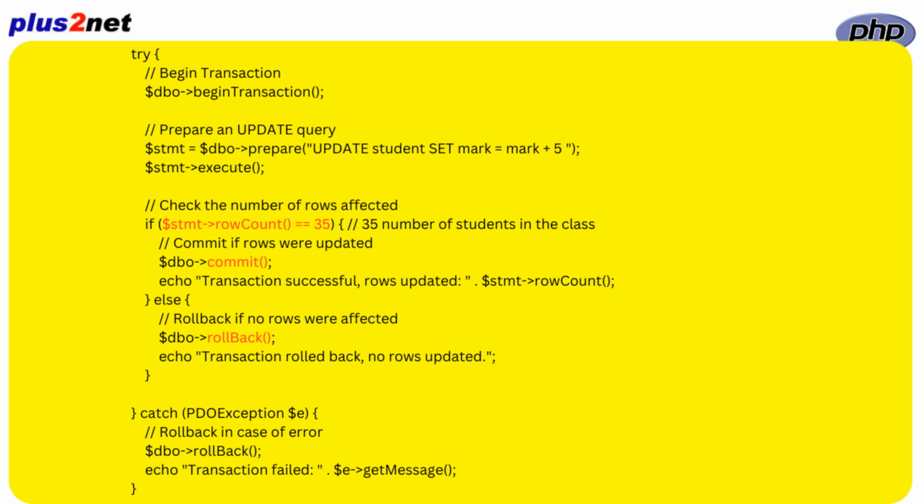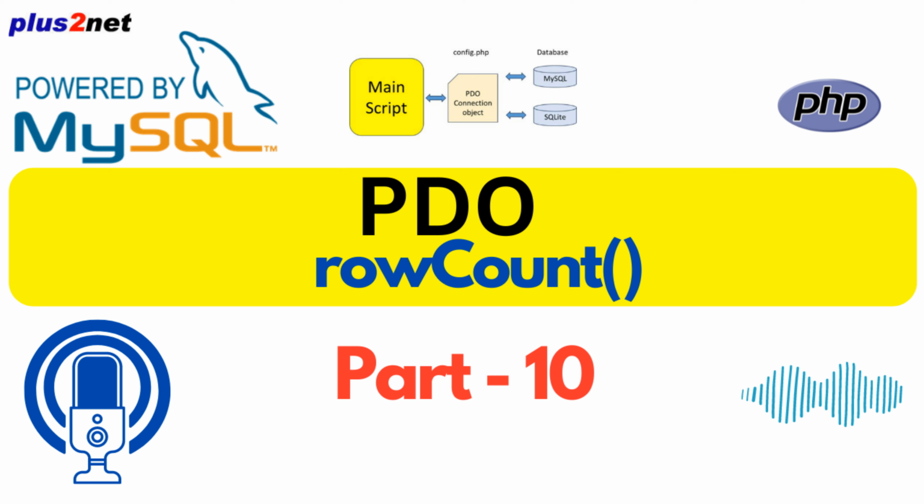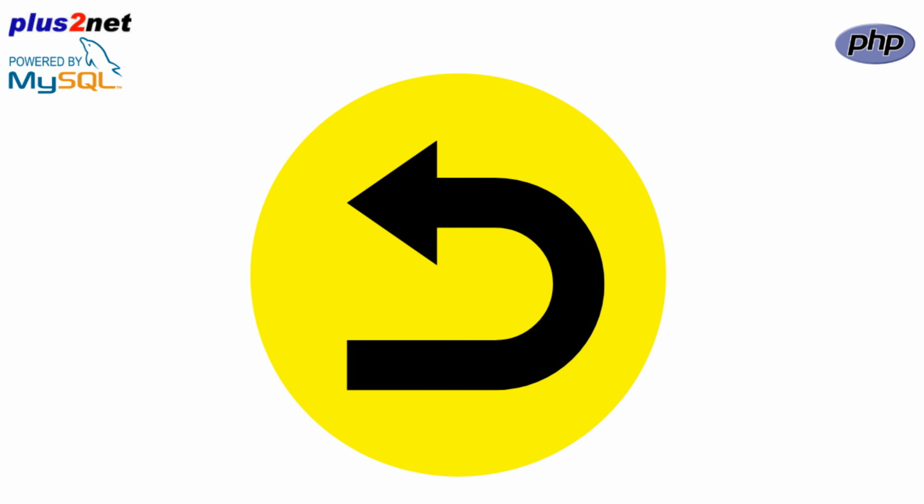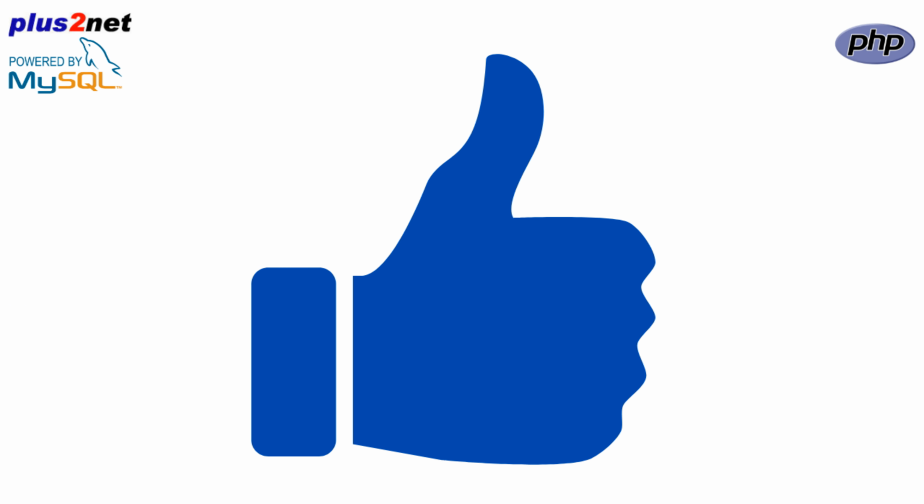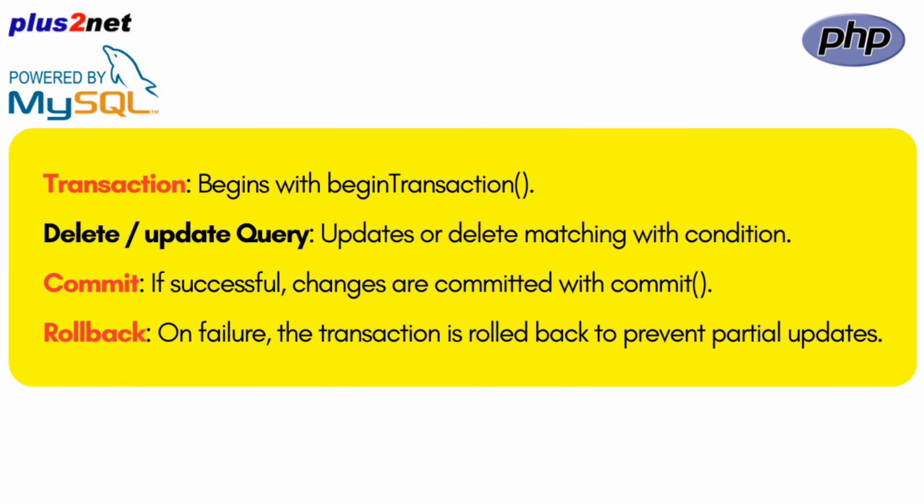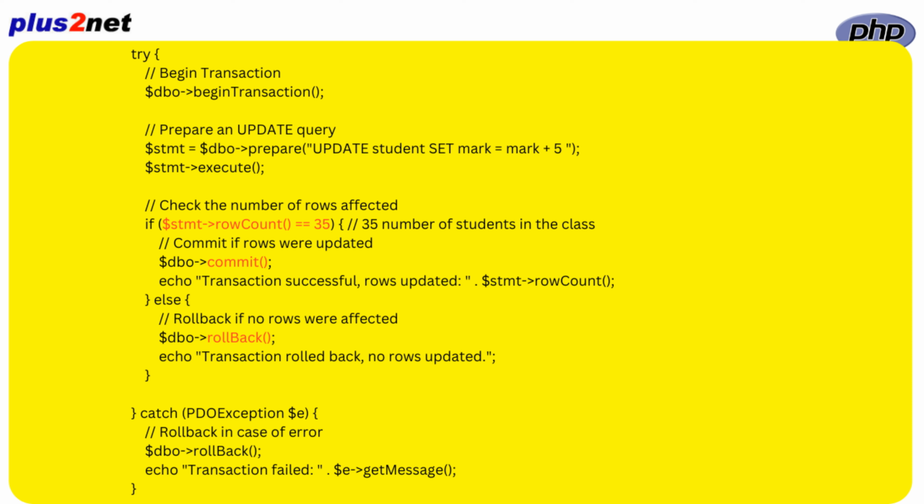Exactly. This example shows how rowCount can be used within a database transaction. Now, a transaction lets you group several database operations together so they either all succeed, or if there's a problem, the whole thing gets rolled back. So it's like hitting undo on a massive spreadsheet error, preventing a total catastrophe. Precisely. So in this student grades scenario, the code first tries to execute the update, adding 5 points to each student's mark. But here's the crucial part. Right after that update runs, rowCount steps in to check how many rows were actually changed.